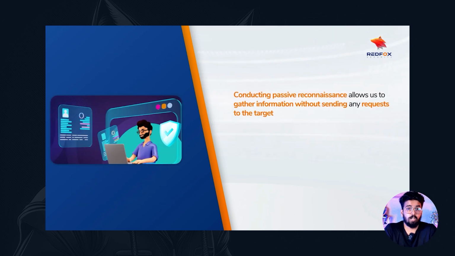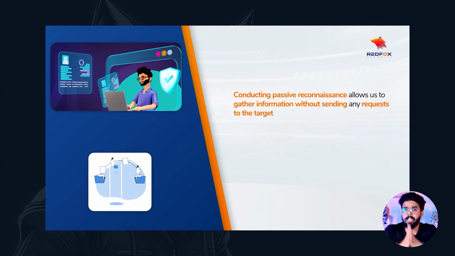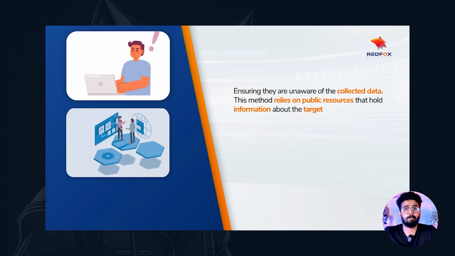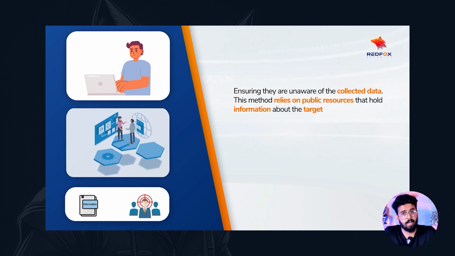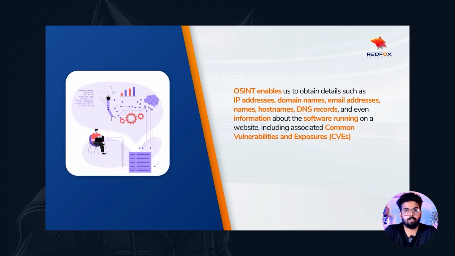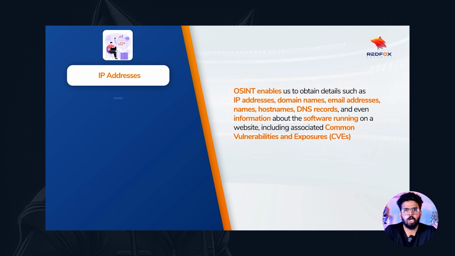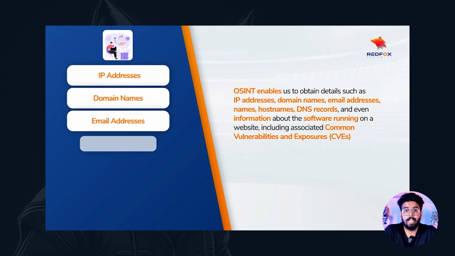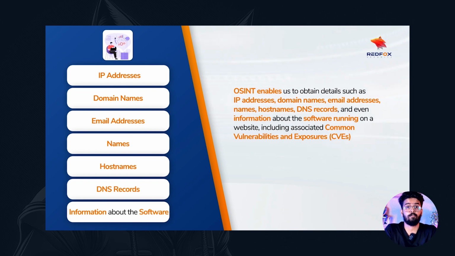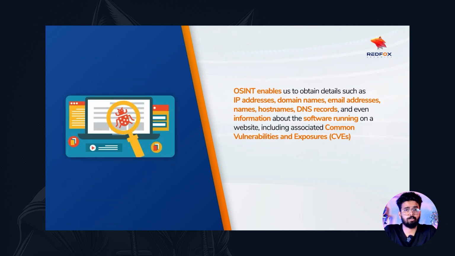Conducting passive reconnaissance allows us to gather information without sending any request to the target, ensuring they are unaware of the collected data. This method relies on public resources that hold information about the target. Open source intelligence involves getting information from publicly available resources. OSINT enables us to obtain details such as IP addresses, domain names, email addresses, names, host names, DNS records, and even information about the software running on a website, including associated common vulnerabilities and exposures, CVEs.